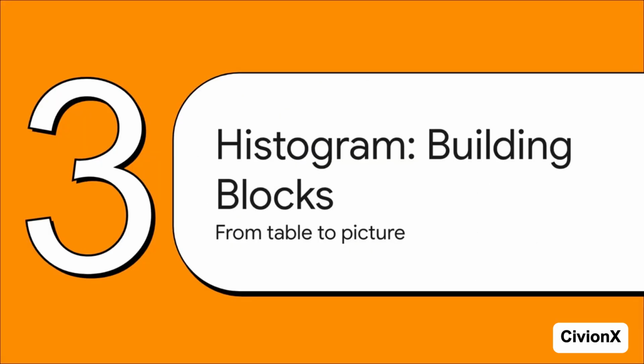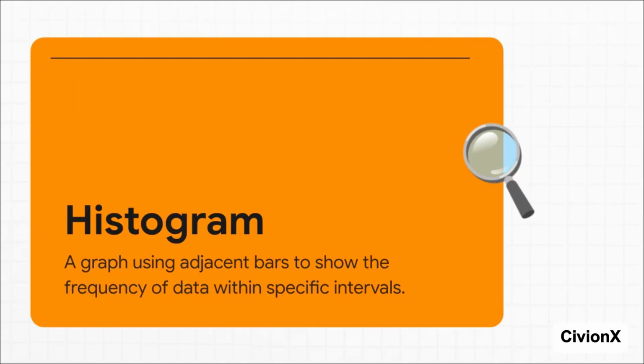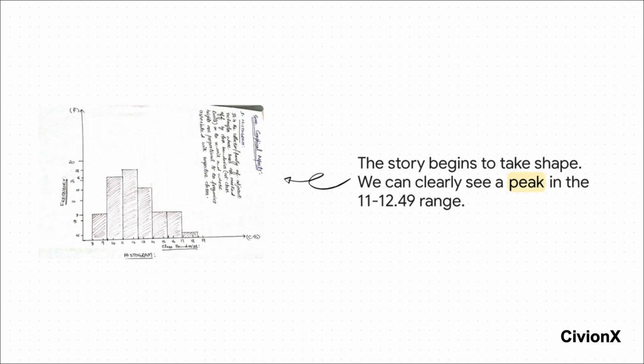A table is great, don't get me wrong, but a picture is often so much better. So now, let's turn that frequency table into our first real visualization, a graph called a histogram. We're basically going to use our data as building blocks. So, what exactly is a histogram? Think of it like a bar chart, but the bars are all right next to each other, no gaps. Each bar represents one of the groups from our table, and how tall that bar is tells you how many data points fell into that group. It's that simple.